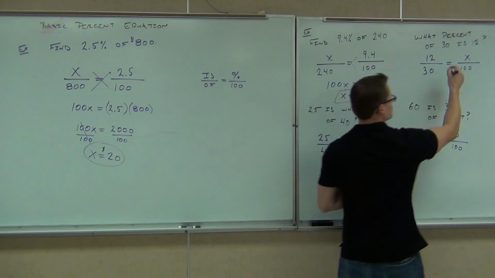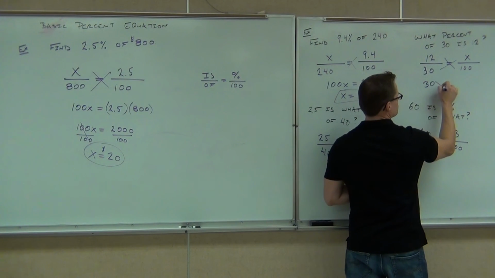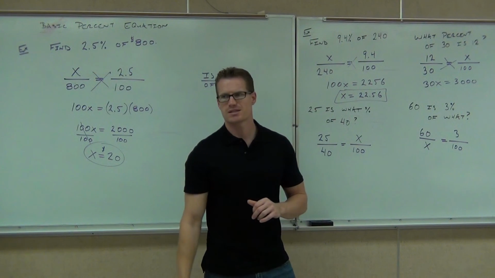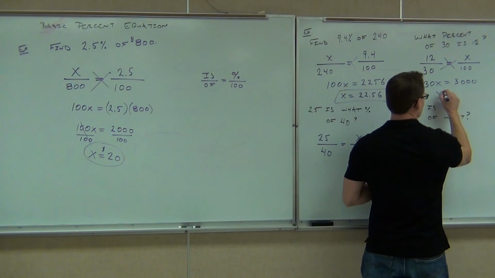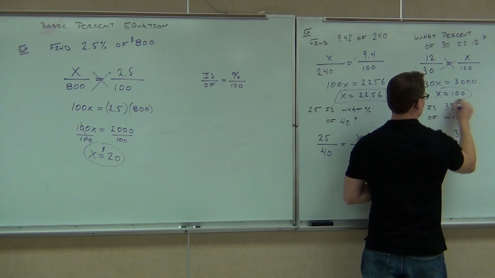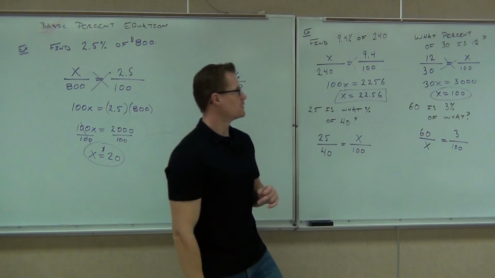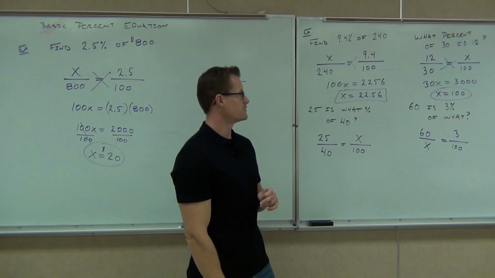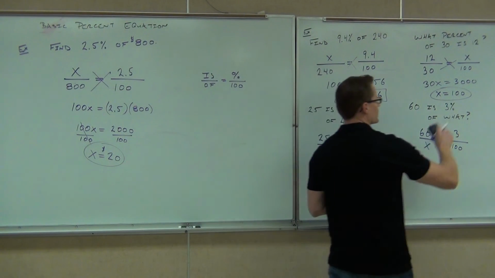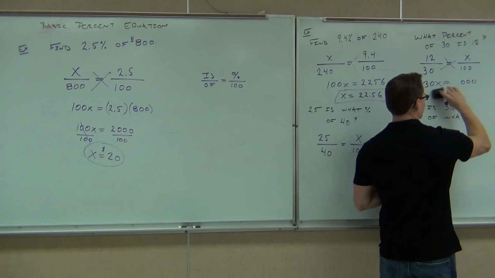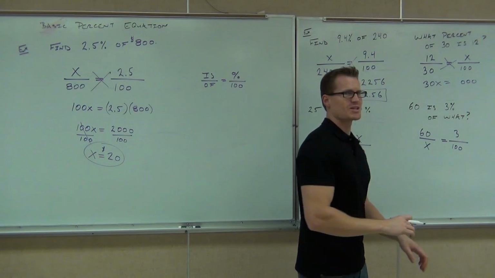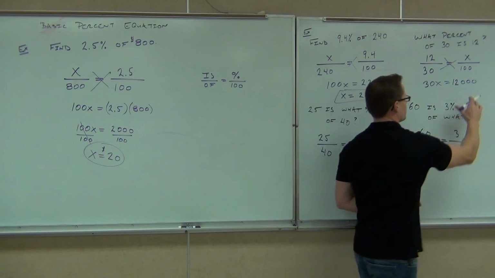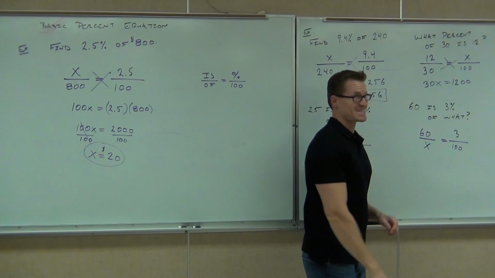Okay, next one. Of course, we're still going to cross multiply. We get 30x equals 3,000. If 30x equals 3,000, we'll divide by 30. X equals 100. Yes? No, I did that wrong. I did cross multiply. Oh, you know what? I used that 3 twice. It could have been 100. It'd be 100%. They'd be equal numbers. That wouldn't make sense at all. 1,200. Is that better? Yeah.